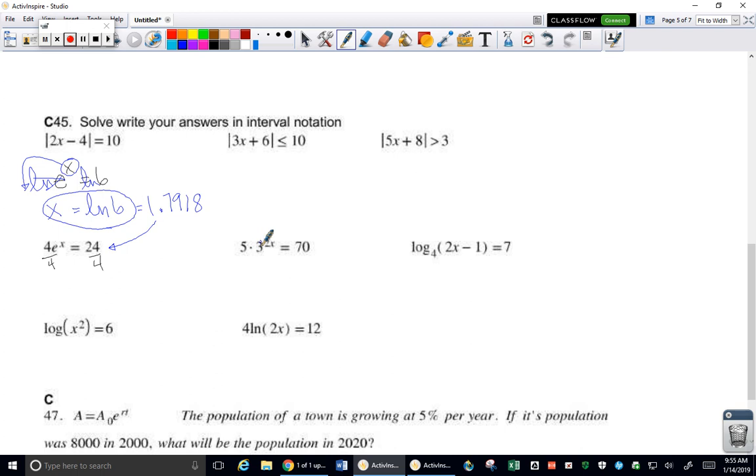Okay, so moving on, the first thing we want to do is get rid of this 5. So we divide both sides by 5. 3 to the 2x power equals 70 divided by 5, which is 14. And here we have your variable in the exponent. So once again, we need to natural log both sides.